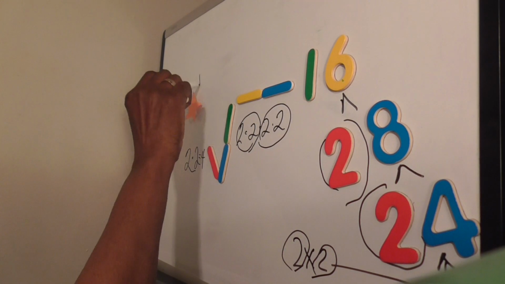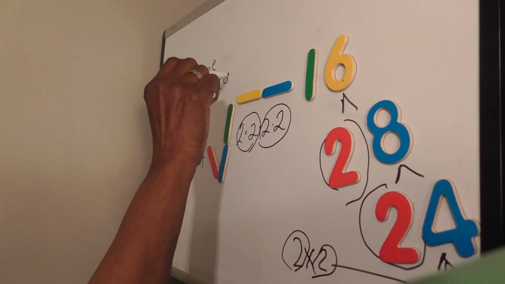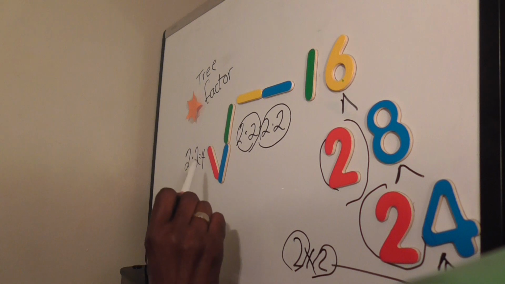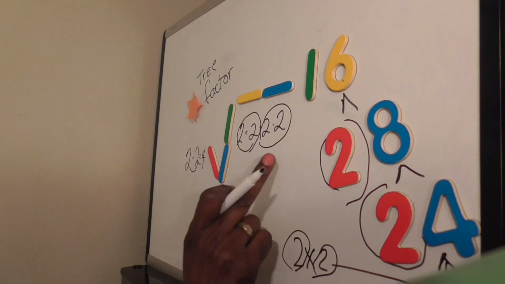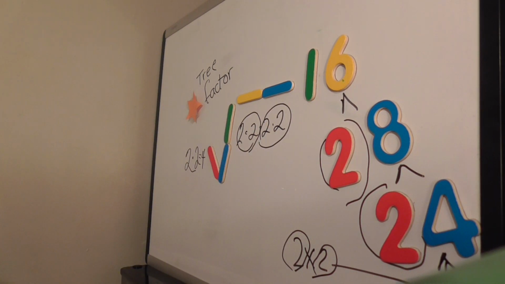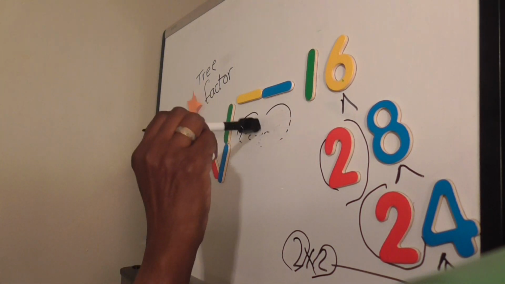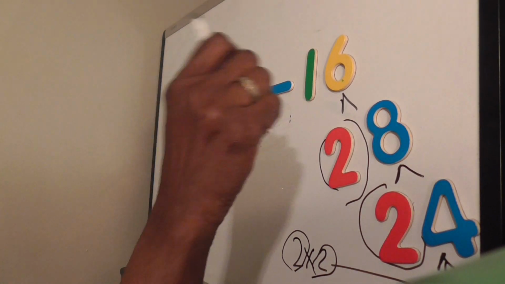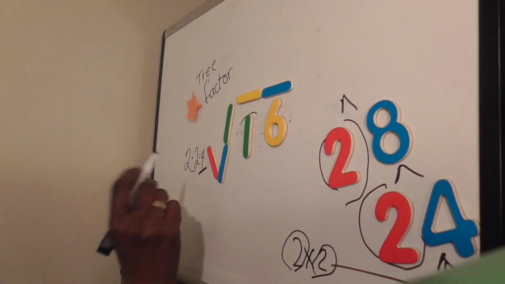Using the tree factor, we can tell that these 4 2's multiplied by itself under the square root sign, and we bring them out, equals 4. Therefore, since we use the tree factor, we can tell the square root of 16 equals this number right here, 4.